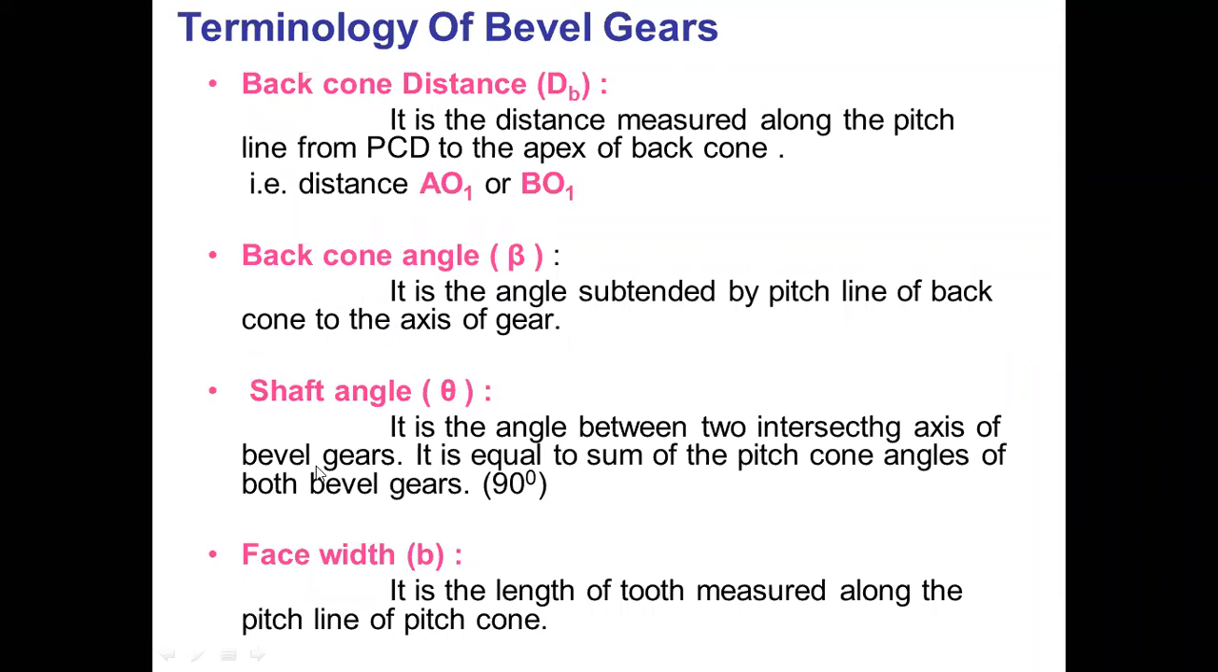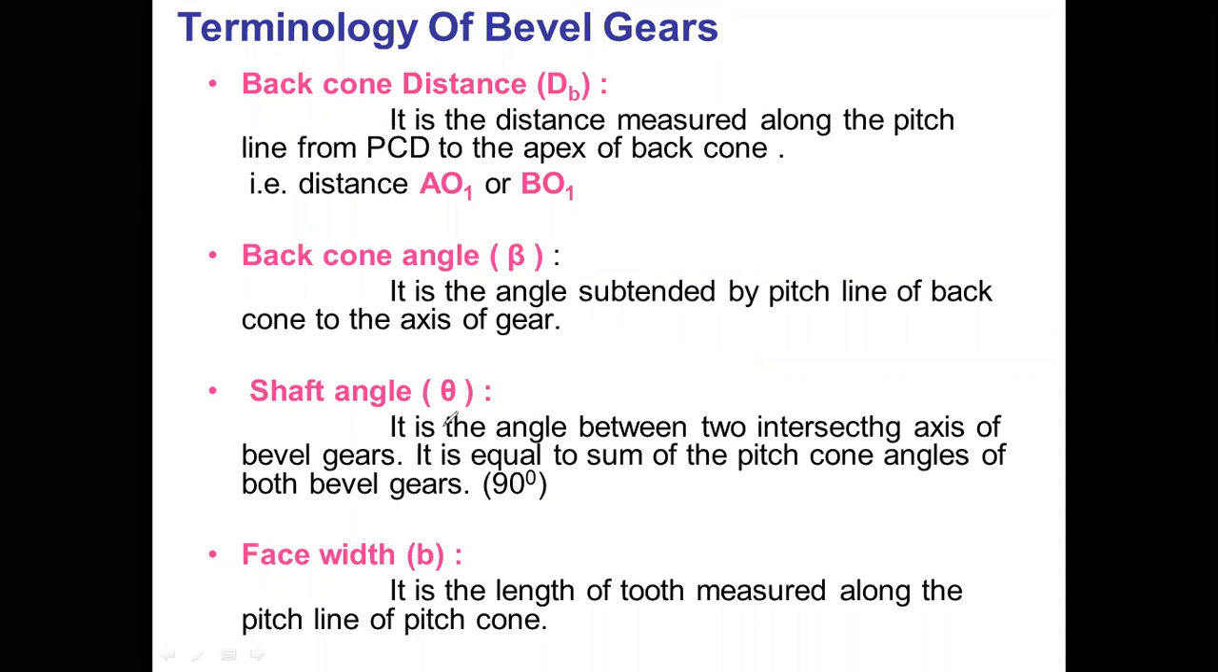Then shaft angle. Shaft angle is denoted by theta. Remember that there are two different terms, shaft angle and pressure angle. Shaft angle is denoted by theta and pressure angle is denoted by phi.